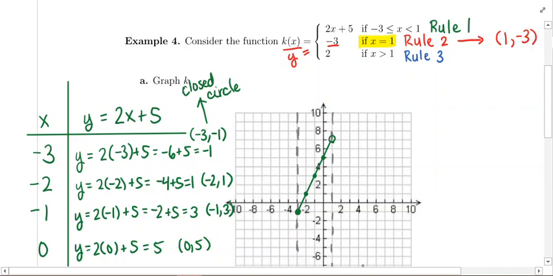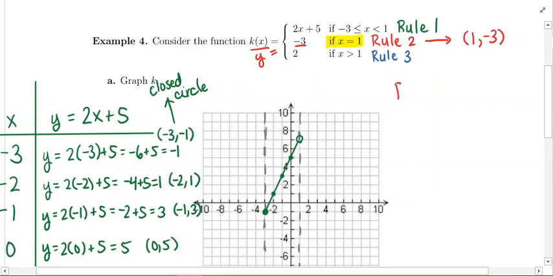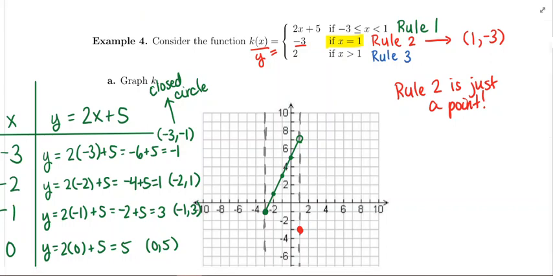So rule number 2 is just a point, because it's only telling you what happens exactly when x is 1. So if x is 1, y is -3, that's going to be this point right here. You do want to include it, so you're just going to put this red dot as a closed circle right here. That's it for rule 2. It's just a dot. Now we will move on to rule number 3.